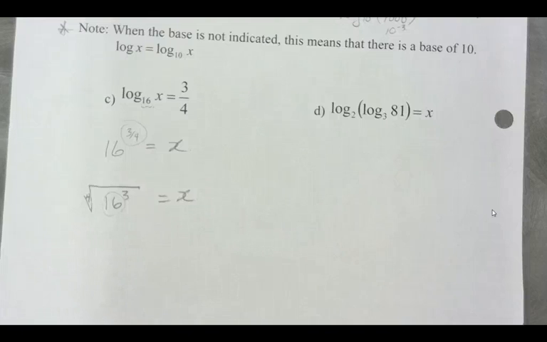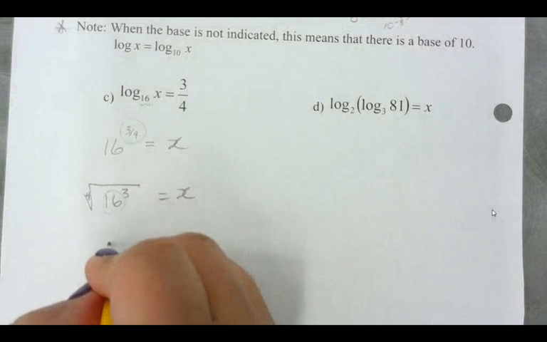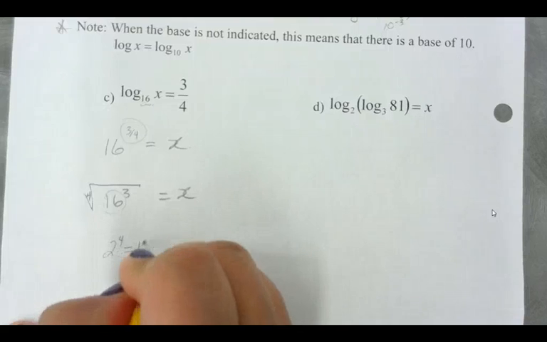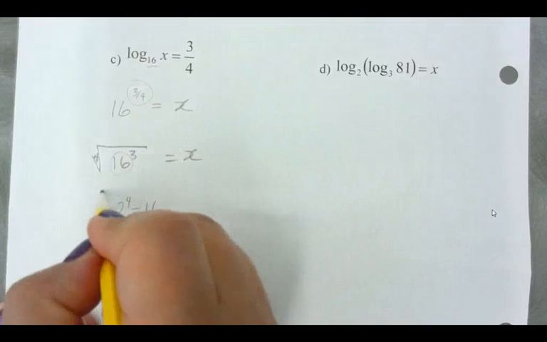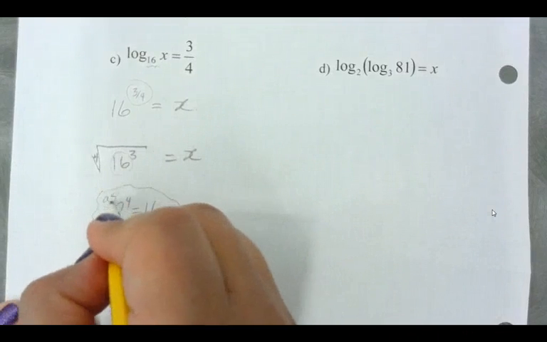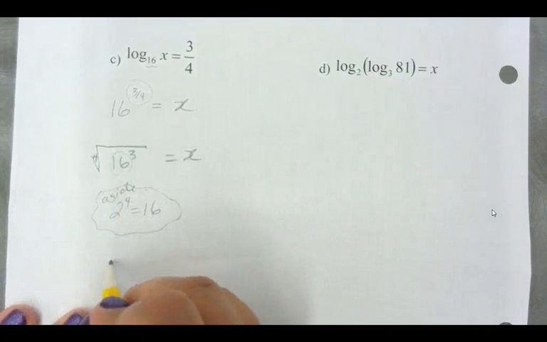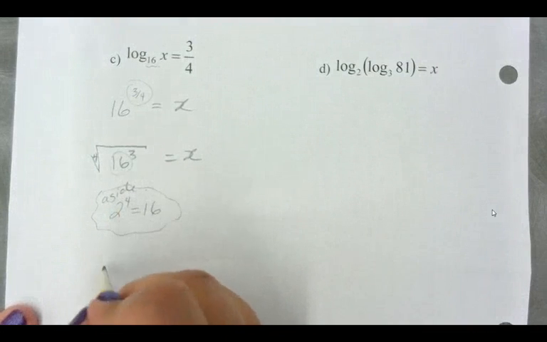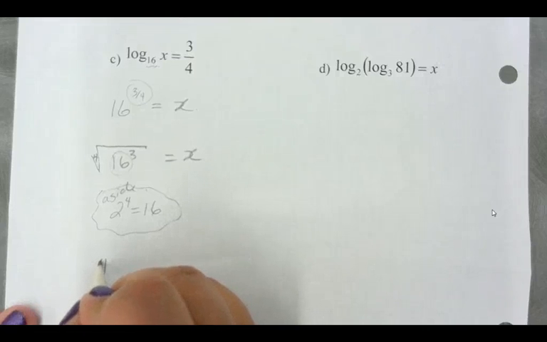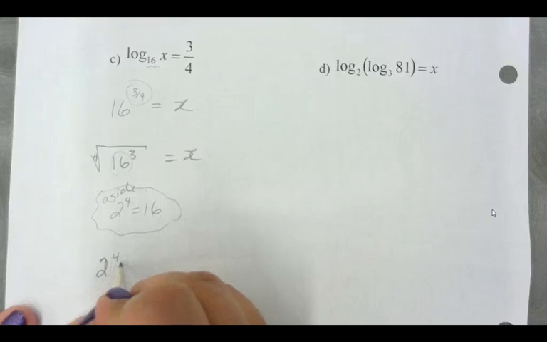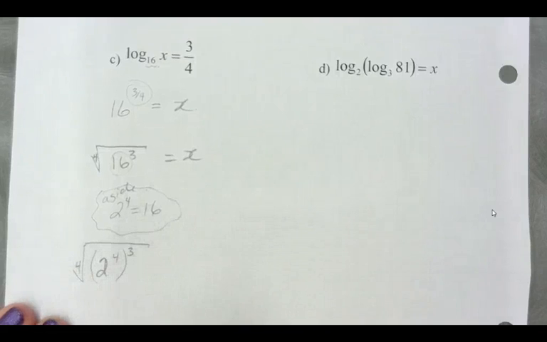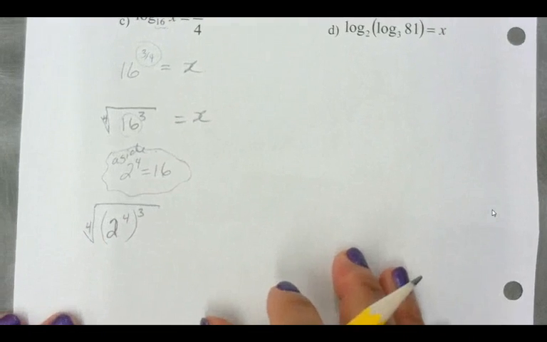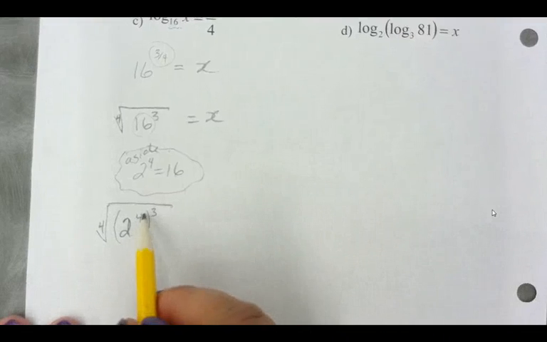So 2 times 2 times 2 times 2 is equal to 16? 2 to the power of 4 equals 16, right? Okay, so let's have an aside bubble here. If I write 16 as 2 to the power of 4, and then to the power of 3, and I am 4th rooting it. Is that a little easier to swallow in terms of what I'm doing here?